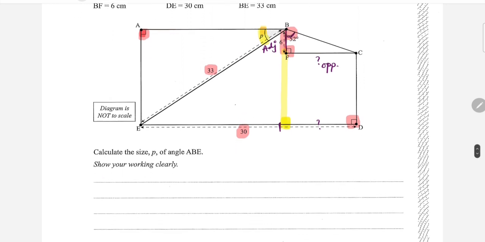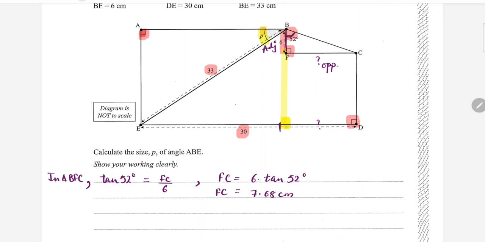So we have to use tan here. We are going to use tan of 52 degrees, in triangle BFC. Tan 52 is equal to opposite, which we don't know, FC, over adjacent, which is FB, 6 centimeters. So this will give us FC is equal to 6 times tan 52 degrees. Put that into the calculator and you should get FC is equal to 7.68 centimeters.